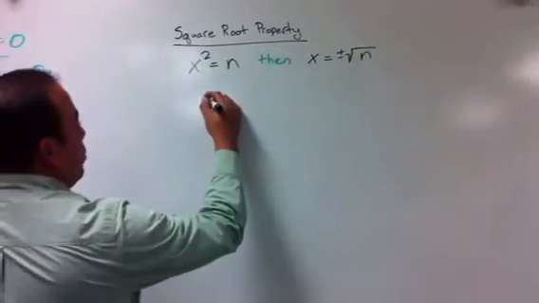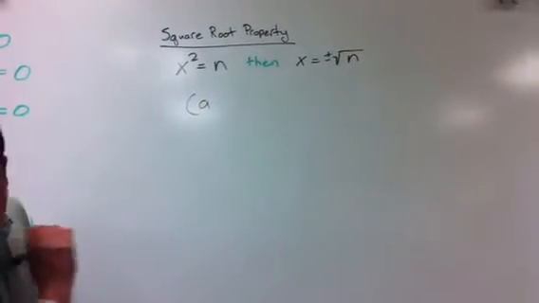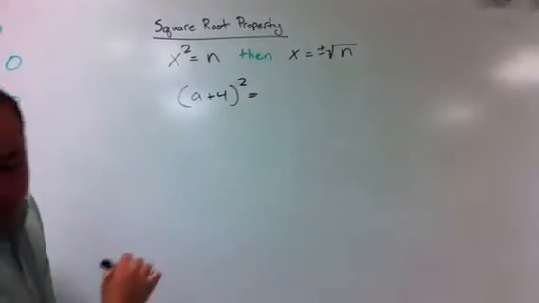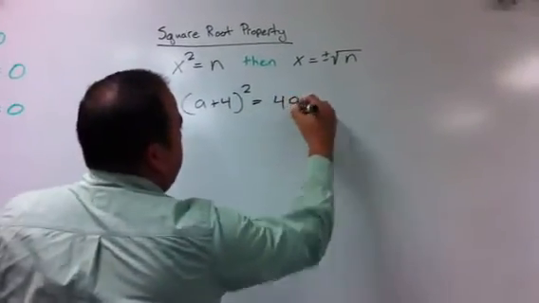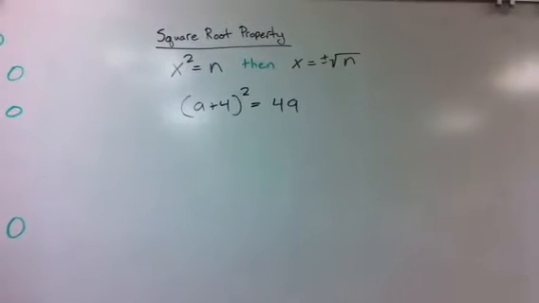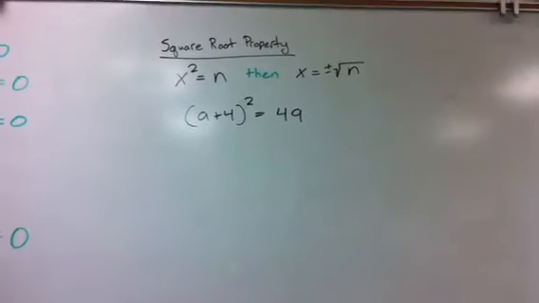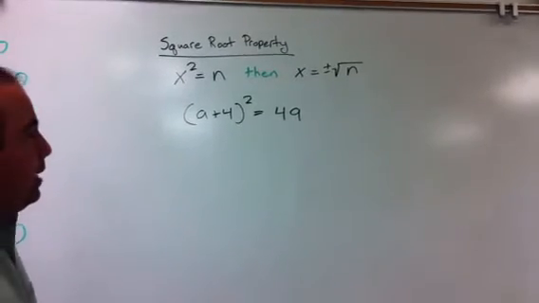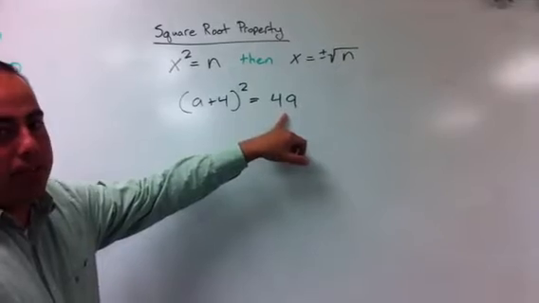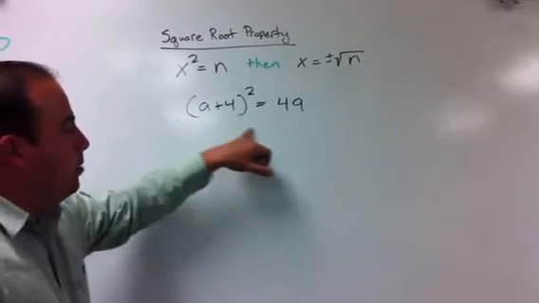Let's go ahead and do a plus 4 squared equals 49. Now here, with any of the things we've learned so far, we're really stuck. We can't really do anything. So the only thing we really can do is get rid of this square. Now if you notice, 49 can be square rooted, and you can also square root this.